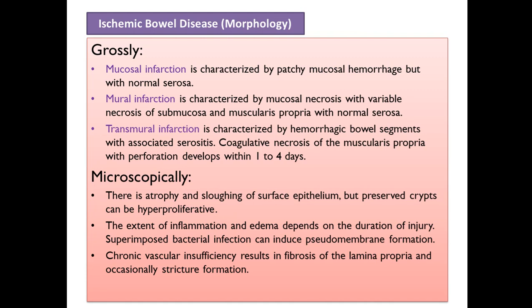The extent of inflammation and edema that is present in the intestine depends on the duration of the injury, and for example, if there is a superimposed bacterial infection, it may cause pseudomembrane formation. In conditions where there is chronic vascular insufficiency, the elements of chronic inflammation, scarring, and fibrosis will be added, and fibrosis of the lamina propria may occur, and severe stricture formation may result.